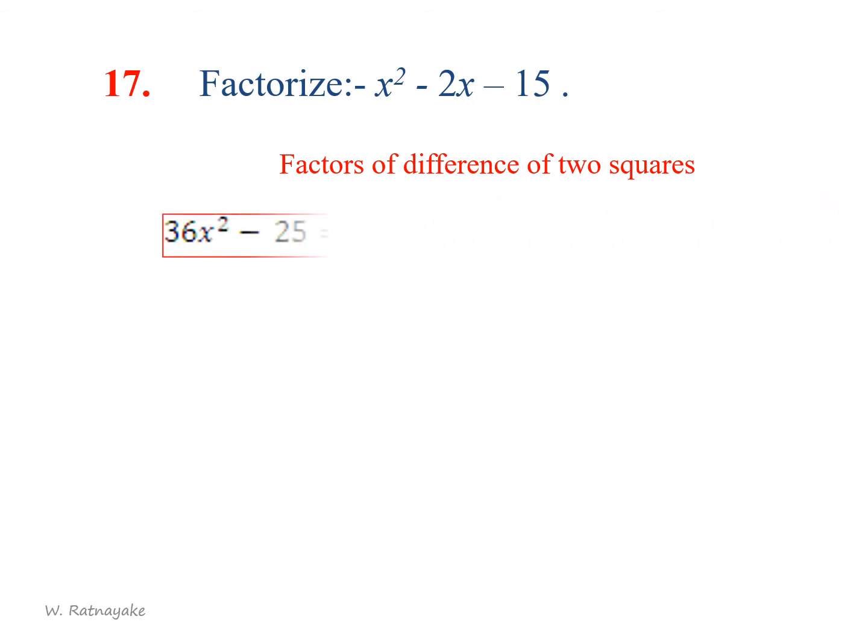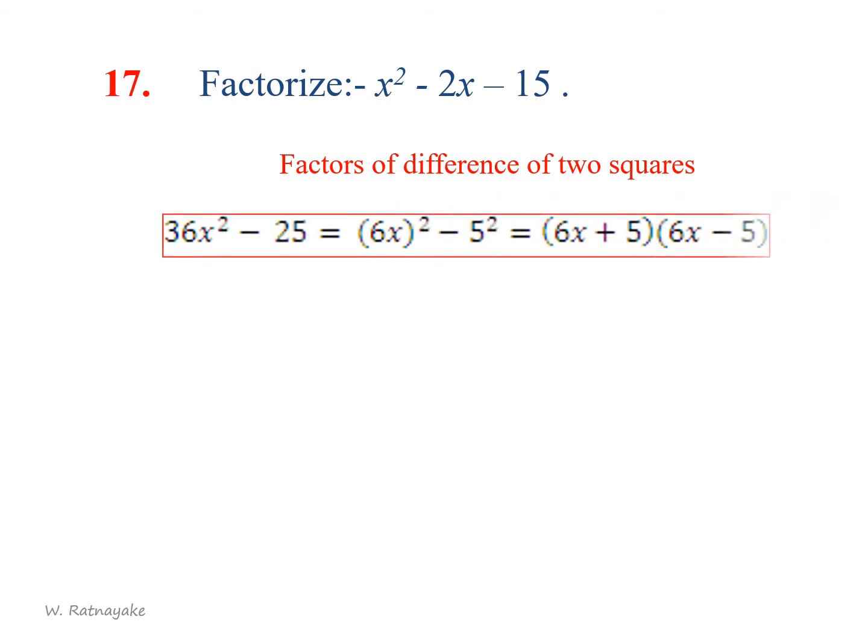36x squared means (6x) whole thing squared. 25 is 5 squared. So the sum of these two initial terms is 6x plus 5, and the difference is 6x minus 5. So we can write the factors as (6x plus 5) times (6x minus 5).